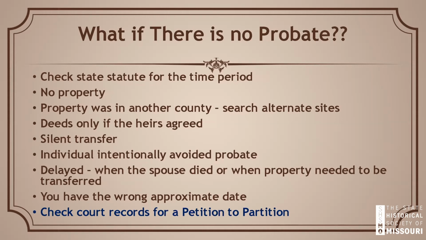Check court records for a petition to partition if you can't find a probate file. It does happen, so you'd have to go to court records. And the court that was handling probate could be circuit court, could be county court, could be a separate probate court. It depends on the jurisdiction and the time period.